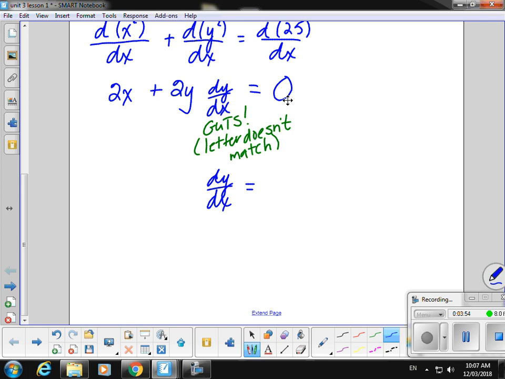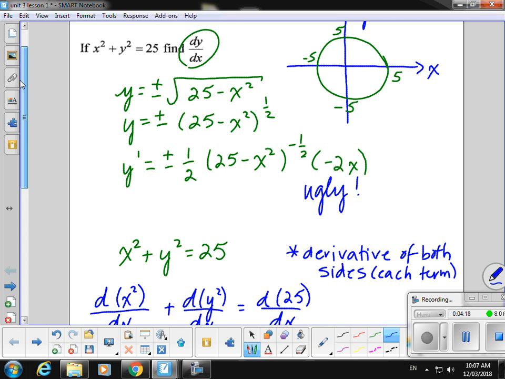I'm going to subtract 2x from both sides, and I'm going to divide both sides by 2y. My dy/dx or y prime is negative x over y. Well, that's just a little bit strange. Let's look at our diagram again. If our derivative is negative x over y, so dy/dx.